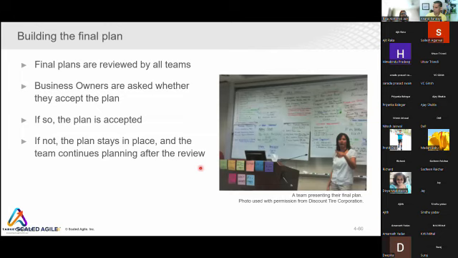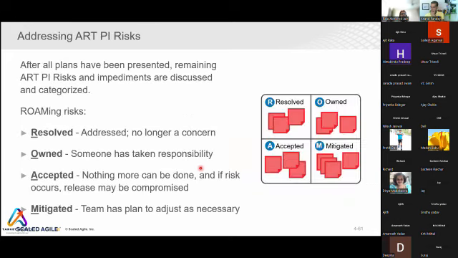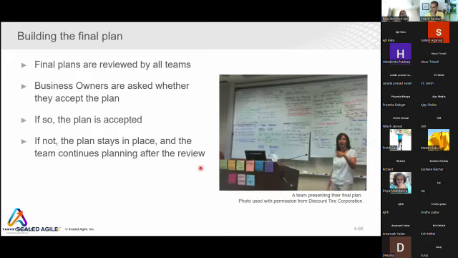So final plans are reviewed by all teams. Business owners are asked whether they accept the plan. If business owners say yes, the plan is accepted. If not, the plan stays in place and the planning is continued. Any questions till here? After that, I'll cover two or three more slides.